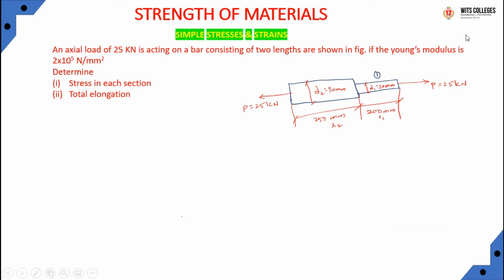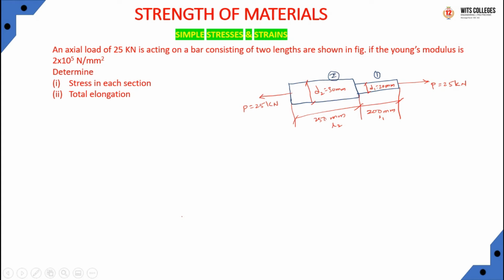Here the diagram shows D1 and D2, two sections with varying cross sections. D1 equals 20 mm and D2 equals 30 mm is given, and the tensile axial load is applied, that is 25 kilonewtons on both sides, and L1 is 200 mm for section 1 and L2 is 250 mm for section 2. We consider this as section 1 and this as section 2.